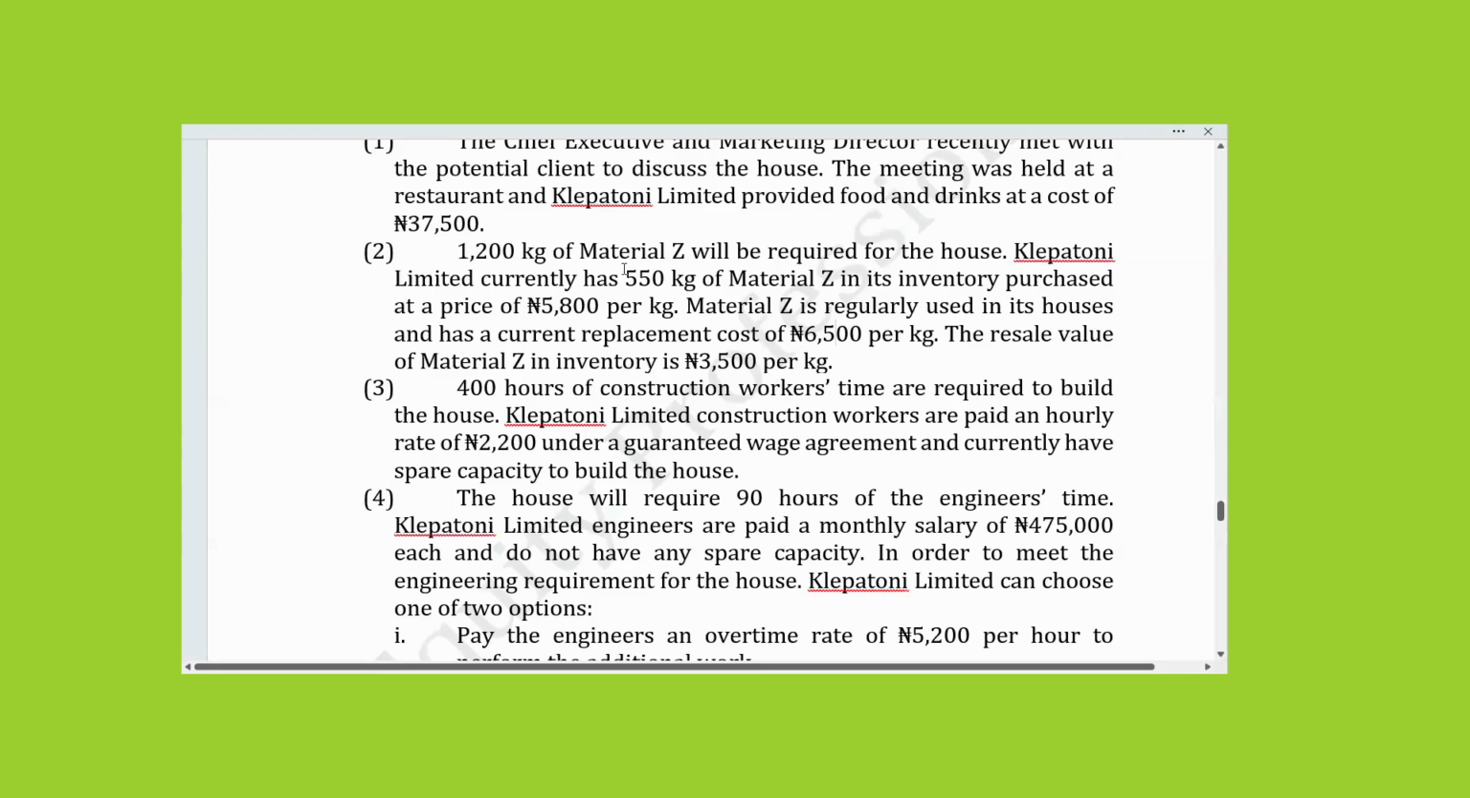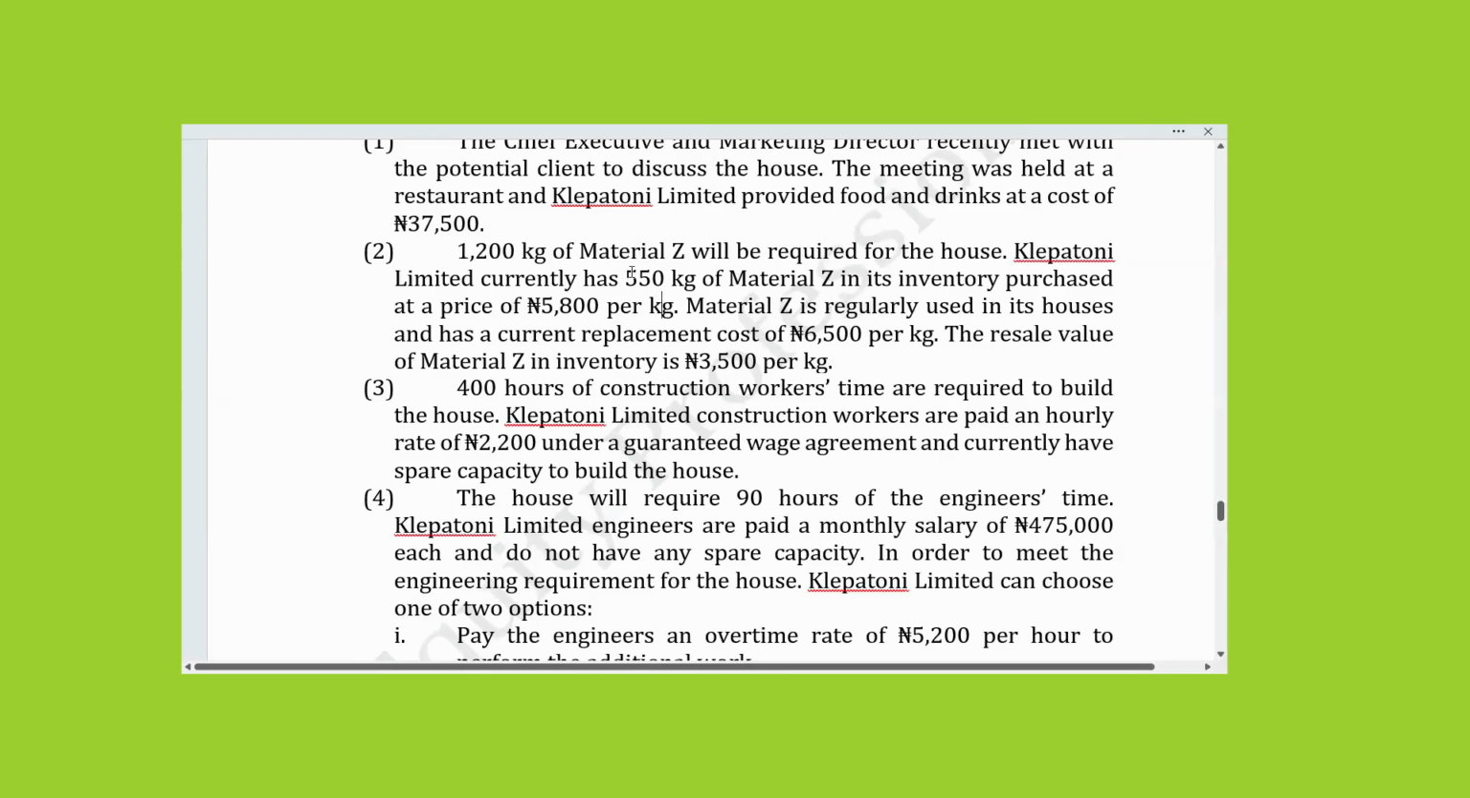The one you have in the warehouse, this 550 kilogram, it is assumed that you are not going to use it for this project. Therefore, the only option you have is to dispose of it. The material Z is regularly used, so all you need to do is multiply the material that you need with the current purchase price. That's all you need to do. Whether you have it in store or not, forget about the one you have in store.